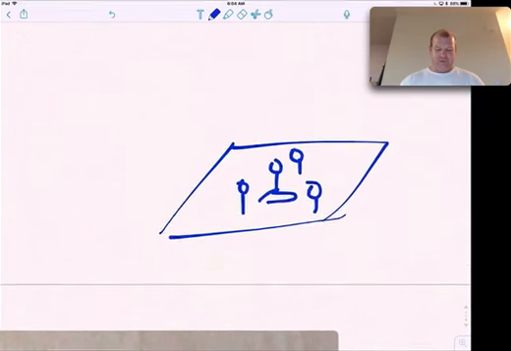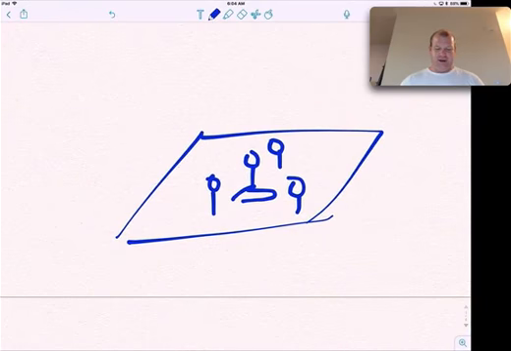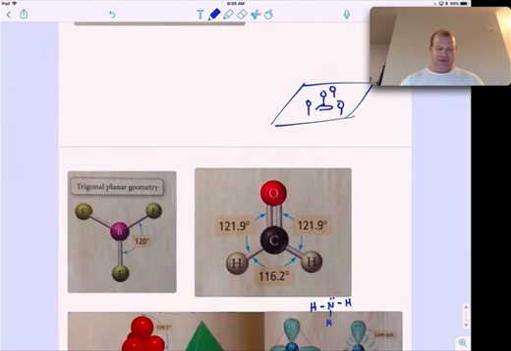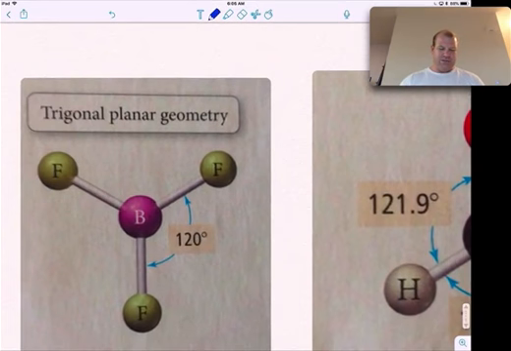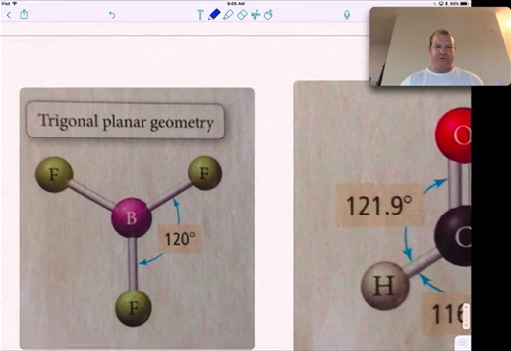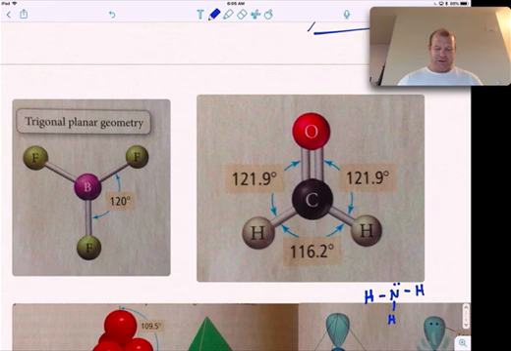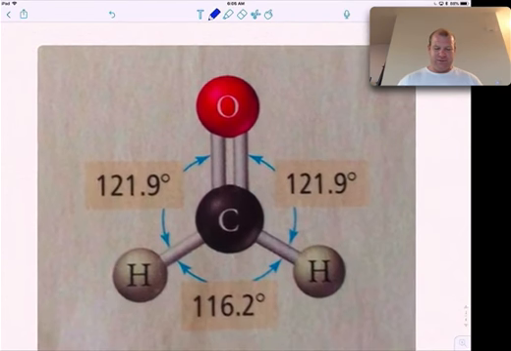So what about if you have three people on the dance floor? What happens? Forms a triangle. And we're still planar, so we have trigonal planar geometry. So boron trifluoride, three things, all the same. They have a perfect 120 degrees, that's 360 divided by 3, or 2 pi thirds radians, if you want to do the radians.